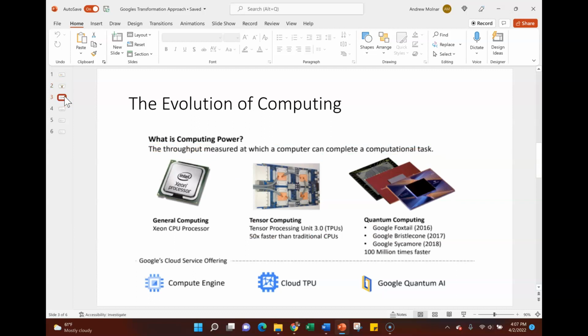And so we get back to talking about Google. So in this conversation about technological transformation in the cloud era, it's important to understand the evolution of computing power. So computing power is just basically the throughput measured at which a computer can complete some computational task. And Google has a variety of offerings in this particular field, which enhances its transformation. We're all familiar with the basic CPU, right?